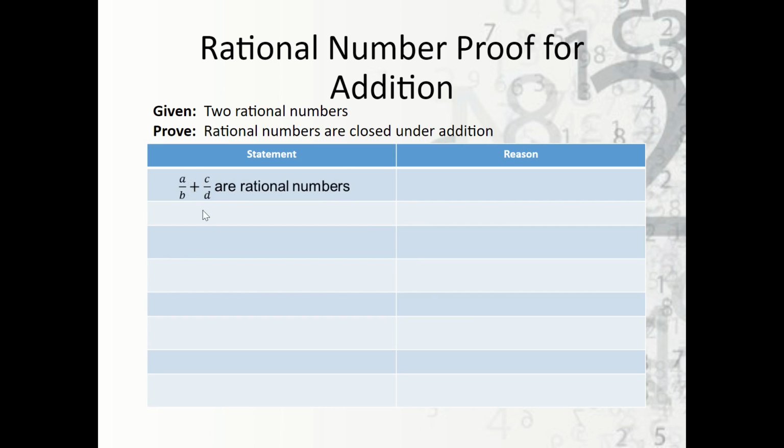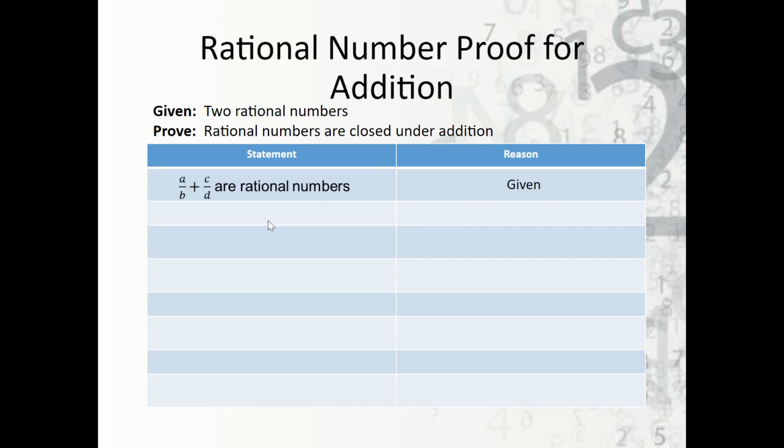Now, the operation may change. If we're doing subtraction, then this would be A over B minus C over D. If we're doing multiplication, it would be A over B times C over D. But no matter what, we start with this, and that's given information, right? We're told that they're rational numbers, so that's given. And all we did was break it down and write them as A over B and C over D.